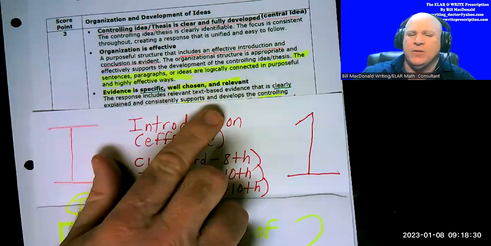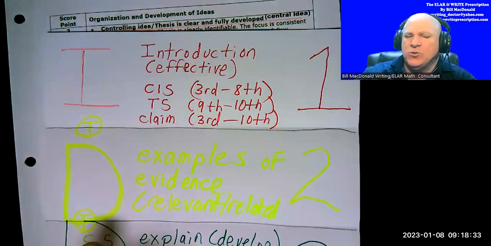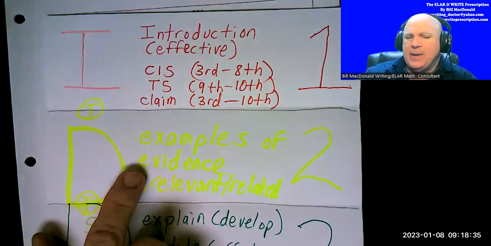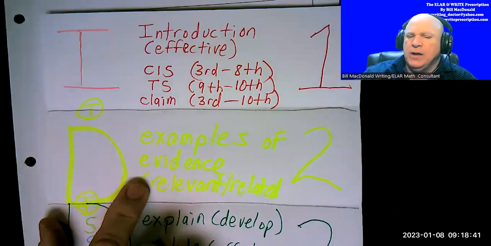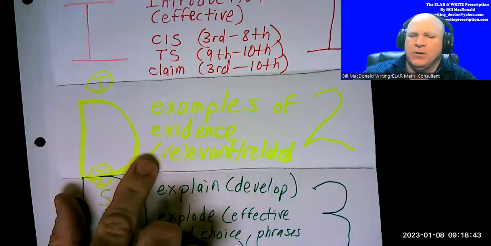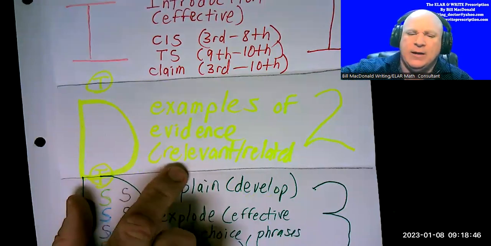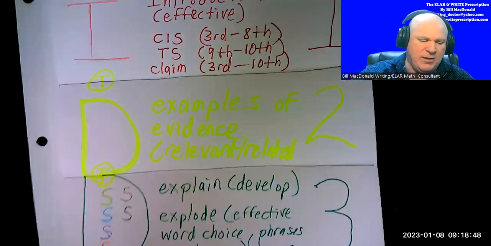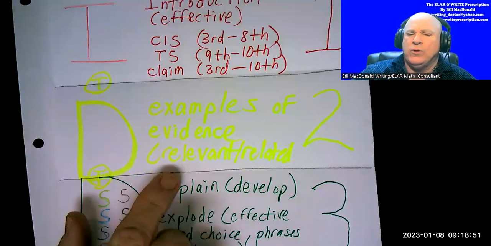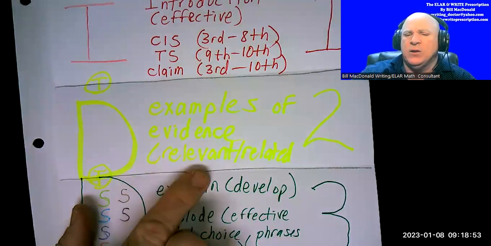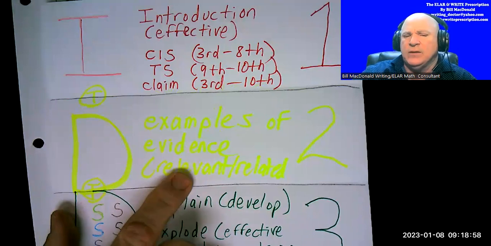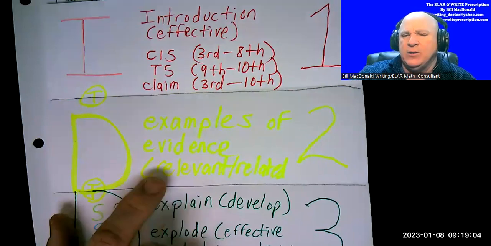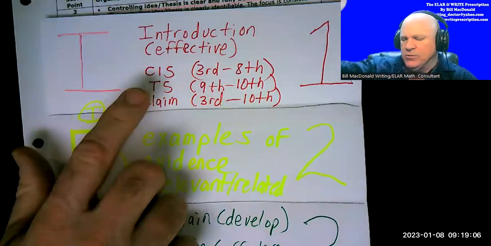So that first part of the body, you have to make sure, think of the word examples, then evidence. And in case you can't see it there because of the yellow highlighting, it says that it has to be relevant and related. So make sure that whatever evidence you decide to use, it's going to be related and relevant to the idea that you shared and the topic that was assigned.